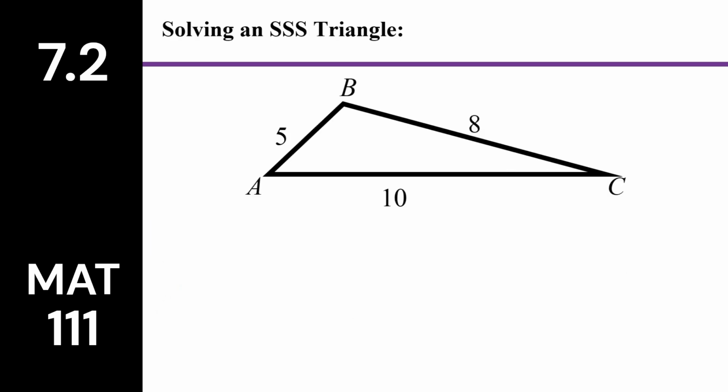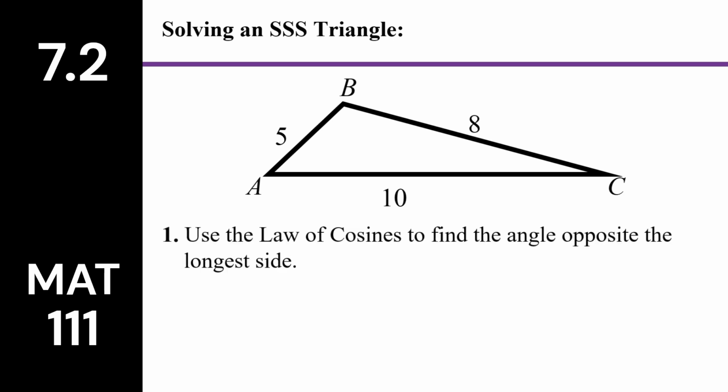Now let's look at a strategy for solving a side-side-side triangle. That means we know all three sides, and the first step will be to use the law of cosines to find the angle that is across from the longest side. By finding the angle across from the longest side, we ensure we're finding the largest angle, which means the remaining two angles will always be acute angles.